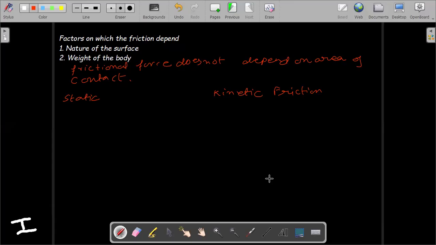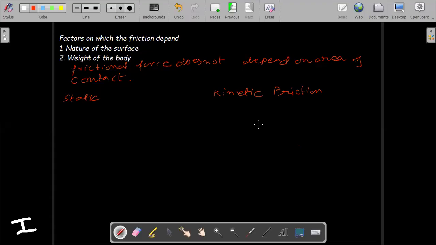Kinetic friction means it opposes the motion. Kinetic friction is the frictional force offered by a surface on a moving body. When a body moves, the friction that acts on it, we call it the kinetic friction. Then we have something called limiting friction.